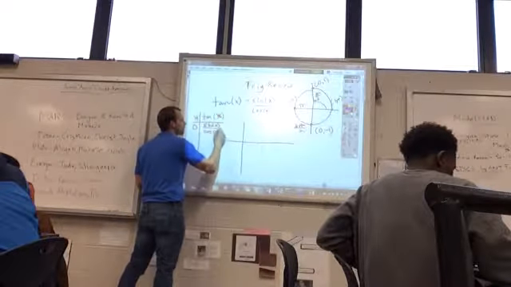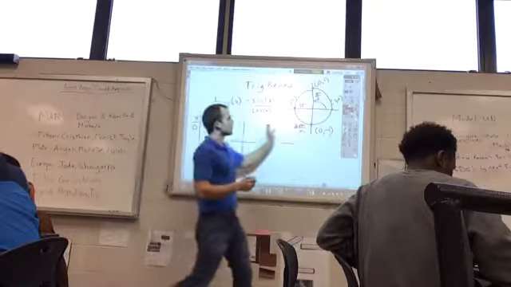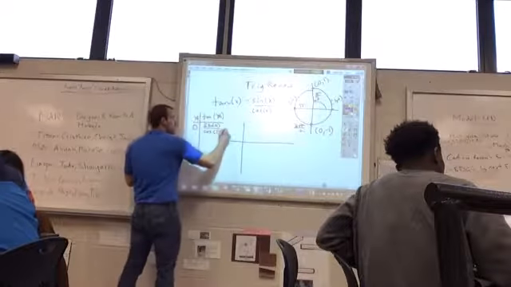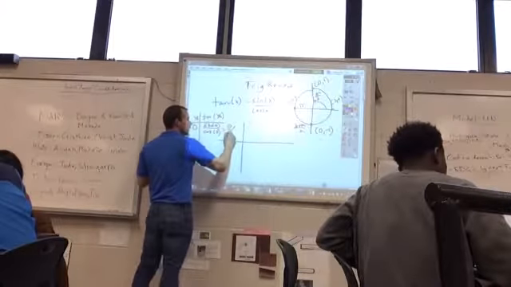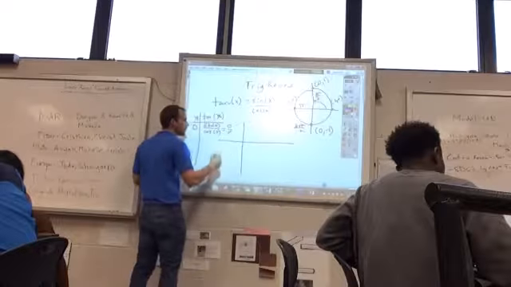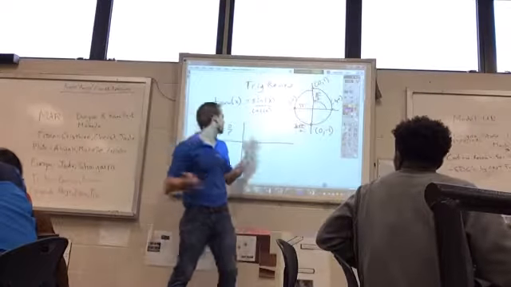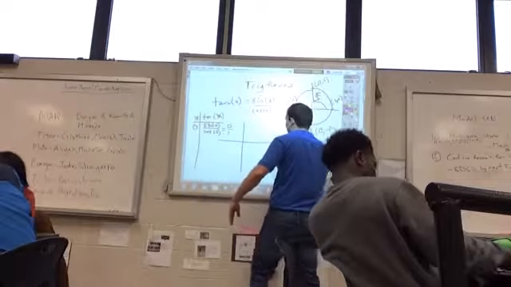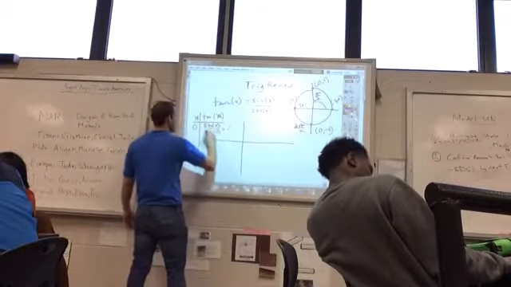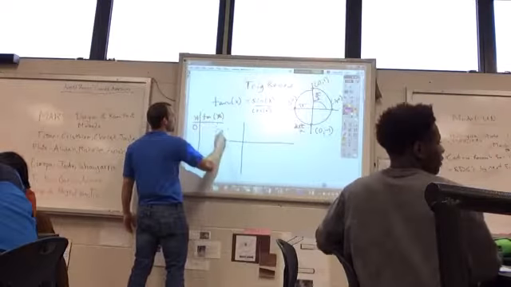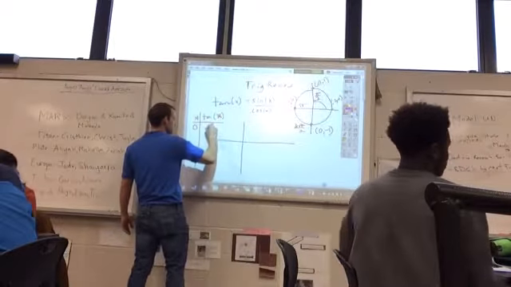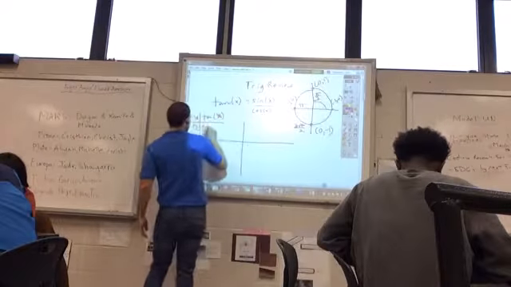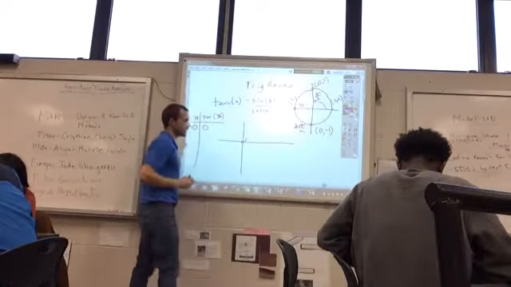What's the sine of 0? The sine of 0 is the y coordinate at that angle, so that's going to be 0. What's the cosine of 0? 1. What's 0 divided by 1? 0. So that one's easy to do. So I know that if I plug in 0, I get 0. So that point's on there. That's easy.